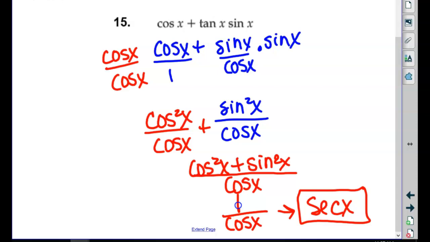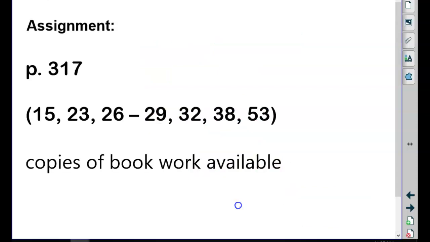All right. I think we just did way more than is even assigned, okay? Assigned are these questions. The book work is in the back. That's 9 questions, I think. Okay? Please practice.